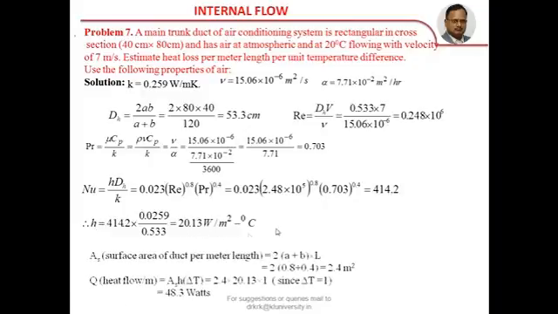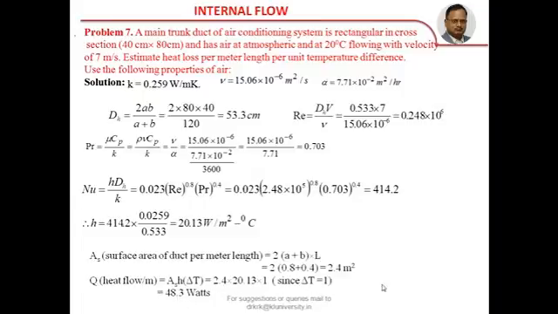The air flowing through the air conditioning duct will absorb heat from the surroundings, so it gets heated up. So the index n is used here as 0.4. So when we substitute the Reynolds number and Prandtl number, we will get Nusselt number as 414.2, which is nothing but h into hydraulic mean diameter by K. From this we can determine the value of h. It comes around 20.13 watt per meter square Kelvin.